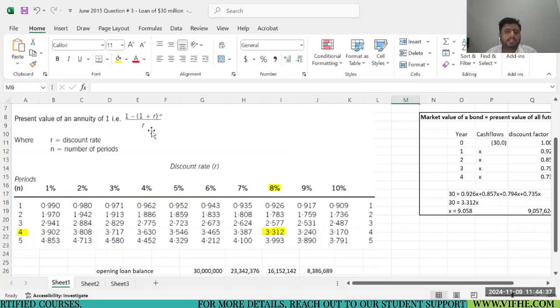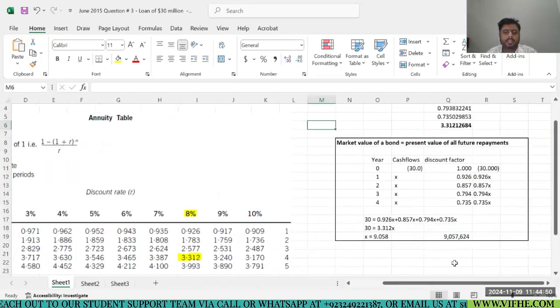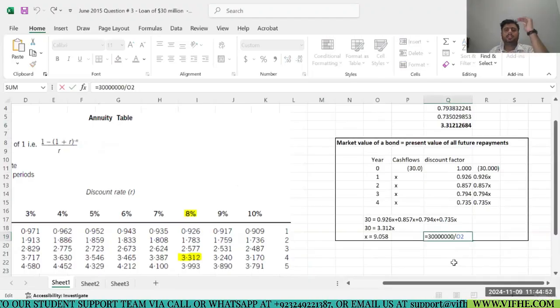So this is the third type of calculation of annuity factor. Rate is 8%, years are 4. So this is 3.312. Now, using the annuity factor, you can also calculate it, and it will be loan divided by annuity factor. Loan divided by annuity factor gives you the repayment amount.